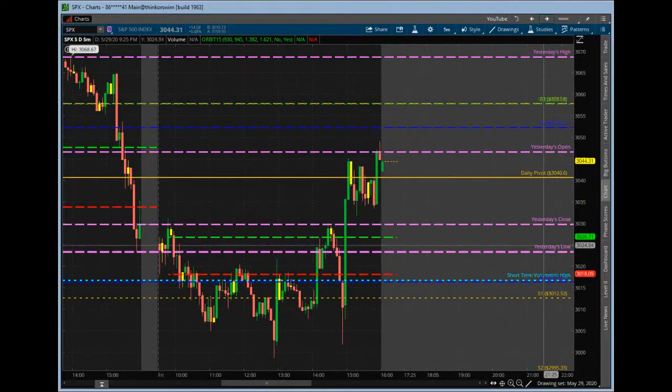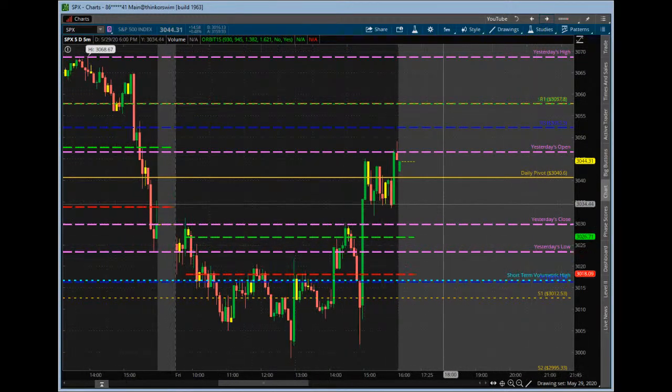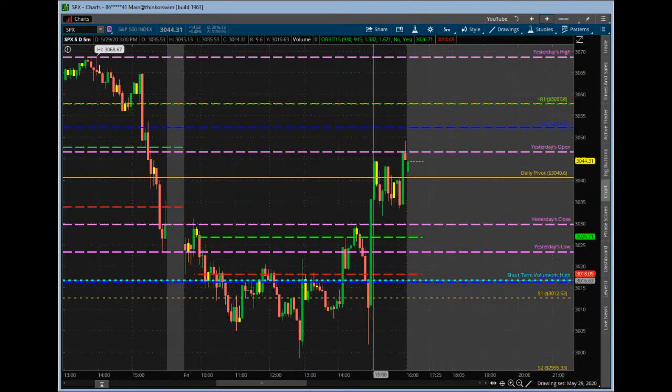Here are the levels that we provide to our members before each market opens, so you can see how these levels were tested that day. This strong 5-minute candle definitely indicated that it wanted to test back to the daily pivot level. We chopped around there after that, and a little bit of a push into the close.